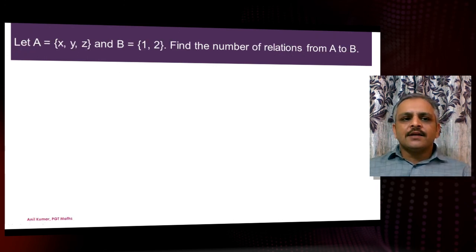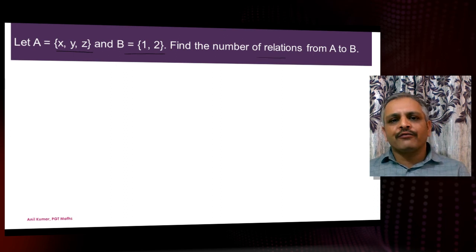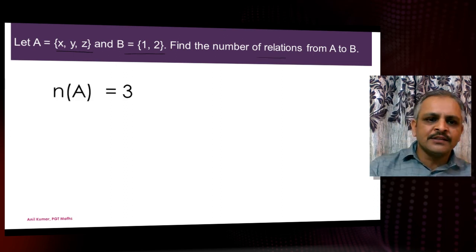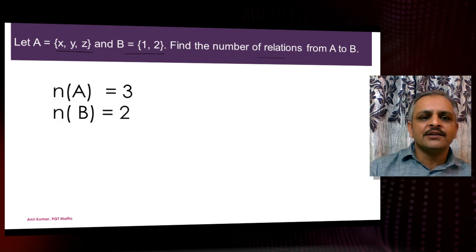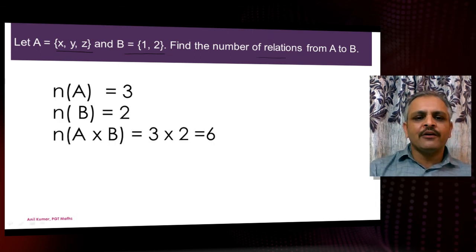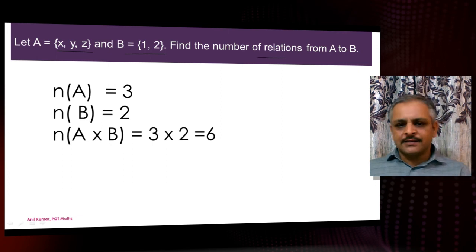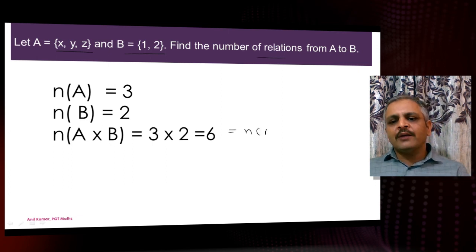Next, set A is {x, y, z} and set B is {1, 2}. Find the number of relations. As you know, the number of elements in A is 3 and the number of elements in B is 2. The number of elements in A Cartesian product B will be 3 into 2, that is 6, because this is equal to the number of elements in A times the number of elements in B.